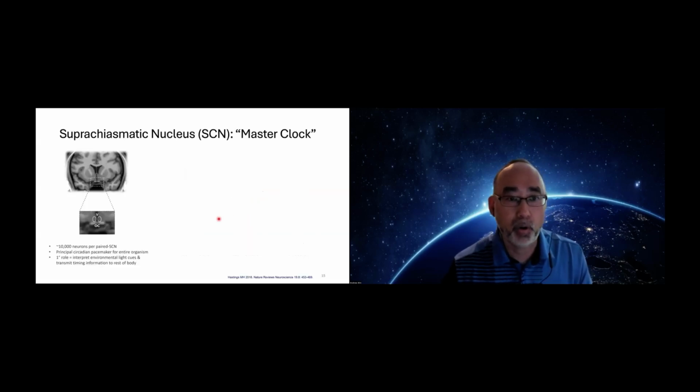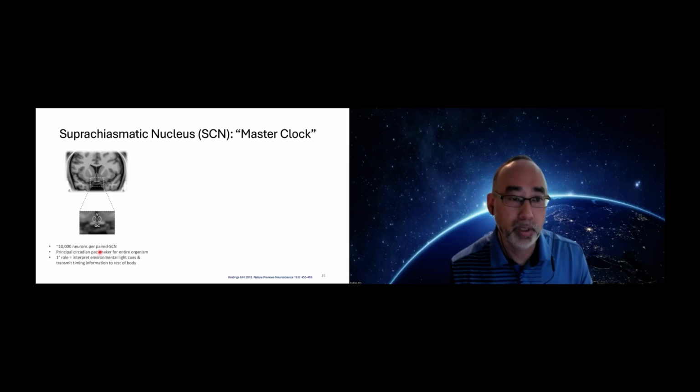So the next topic I'll talk about is the central clock, or the suprachiasmatic nucleus. Now, the suprachiasmatic nucleus, or the master clock, is located right here, right below the third ventricle. And you'll see that the optic chiasm is located here. And then there are two nuclei, each above the optic chiasm. Each nucleus has about 10,000 neurons. And as we know, this is the principal circadian pacemaker for the entire organism.